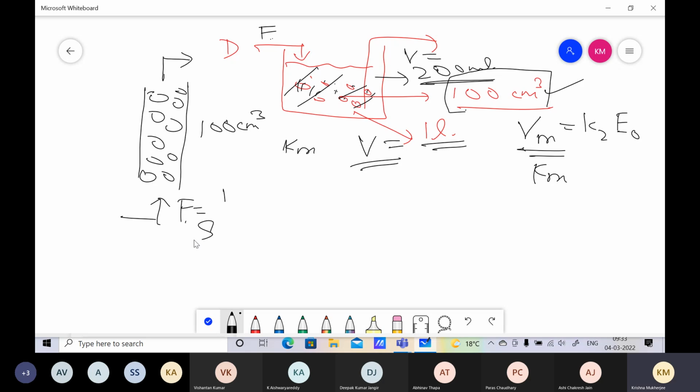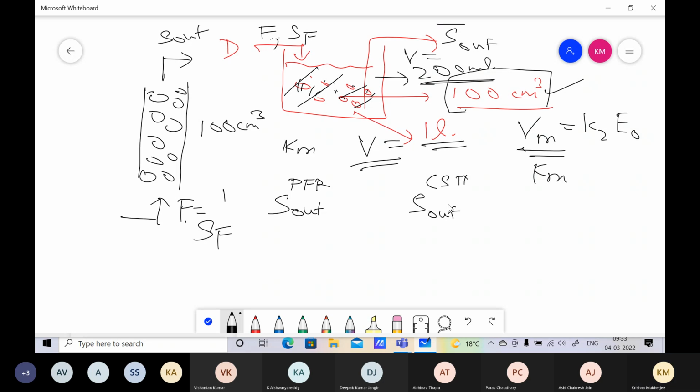Given this flow rate and given a substrate concentration SF, what S out do you expect here? Tell me S out for the PFR and S out for the CSTR. Which will be lower? What is the sign here? And this is simple Michaelis-Menten kinetics.